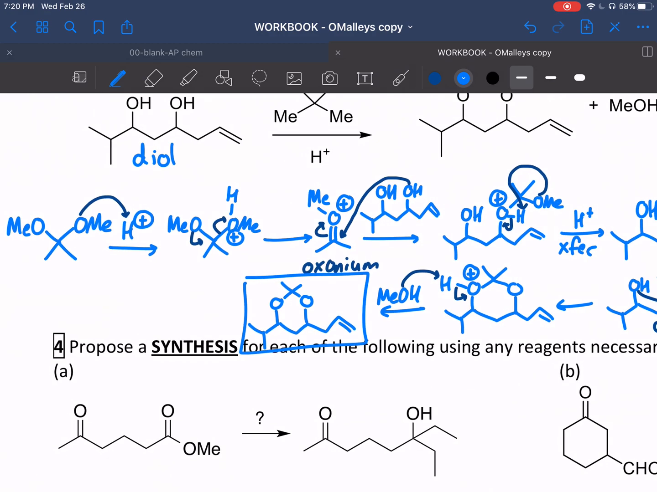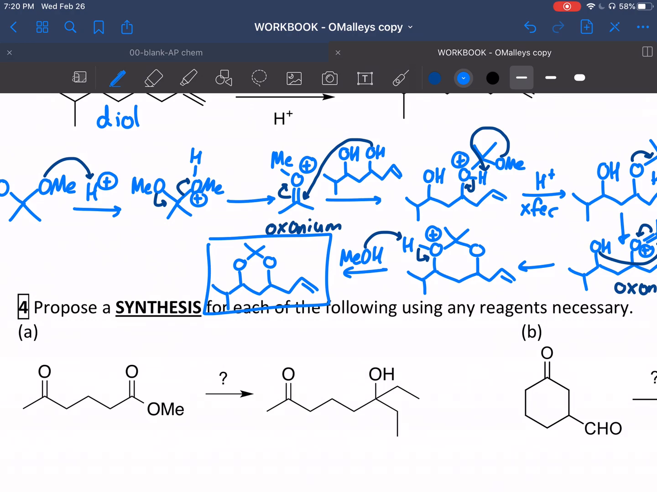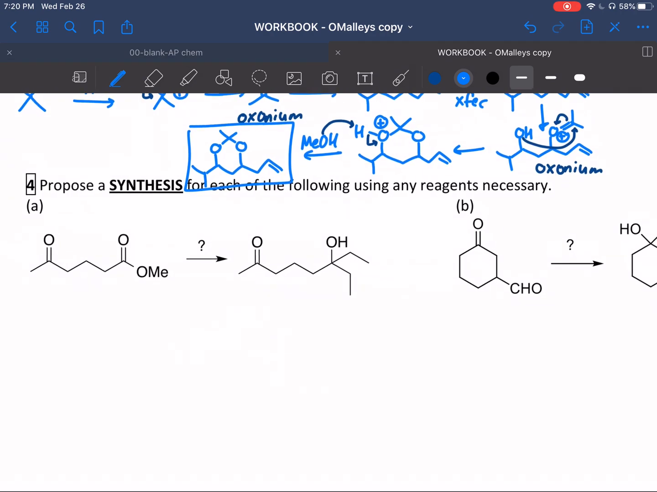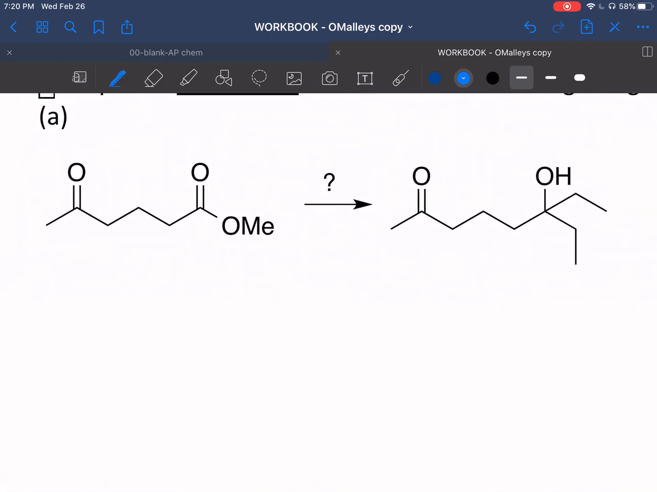So that's just a different way of getting a ketal onto a molecule where the focus of the starting material is the diol. Let's wrap this up and just look at how chemists use this in syntheses.